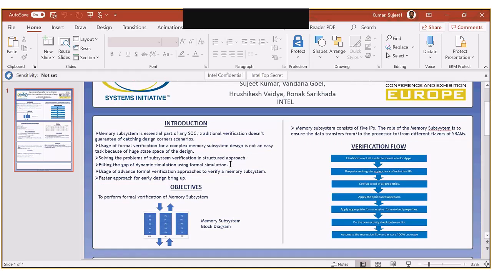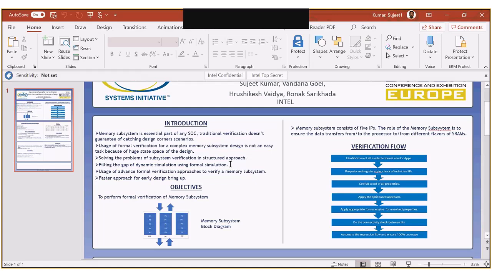Now let's talk about the objective: to perform a formal verification of the memory subsystem. So this is the block diagram of the memory subsystem. It has 3 channels. Each channel consists of 5 IPs. The role of this memory subsystem is to ensure the data transfer takes place from the processor to different levels of SRAM and vice versa, from SRAM to processor.